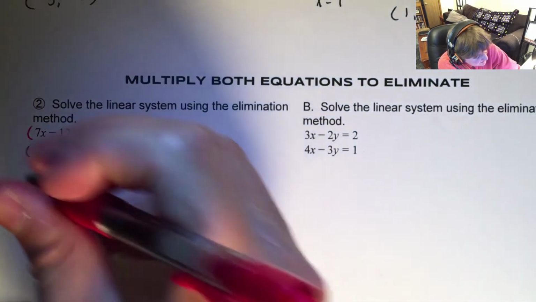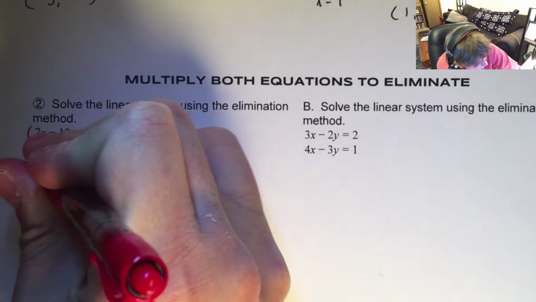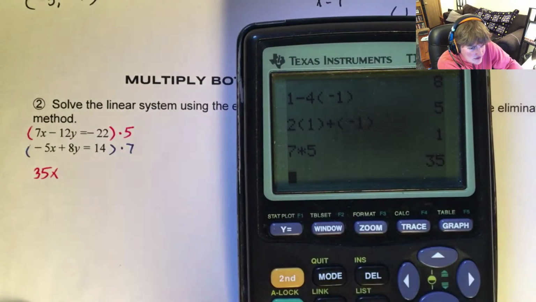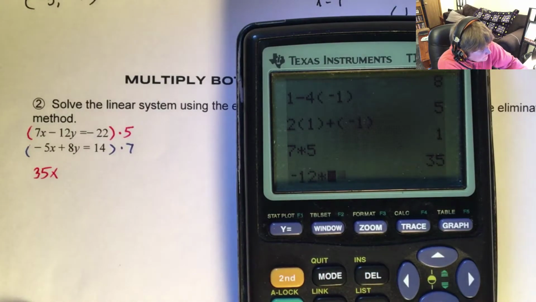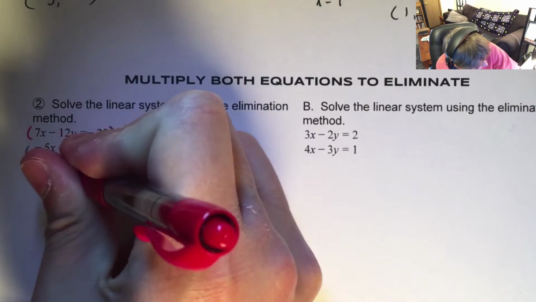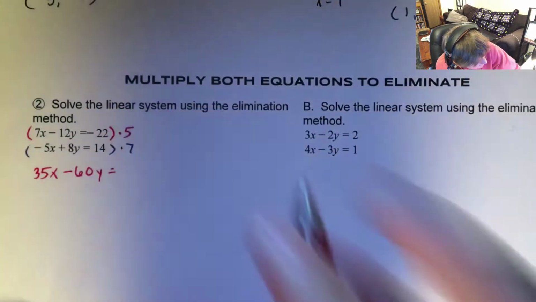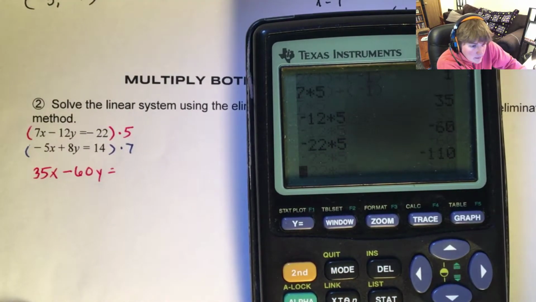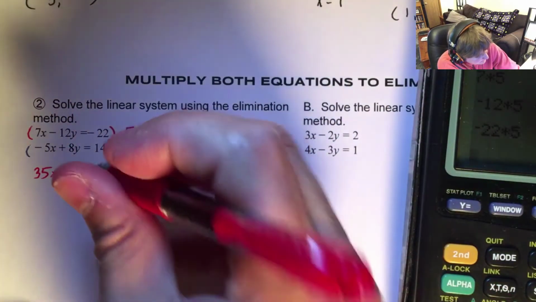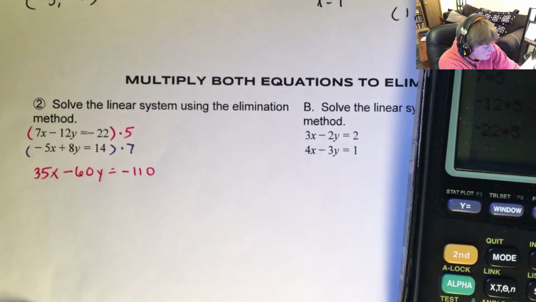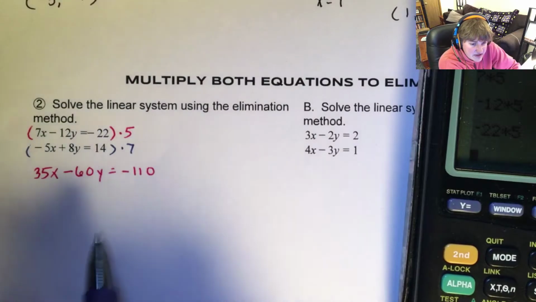So 5 times 7x is 35x. 5 times -12, I believe is -60, but I want to double check. It is. And then -22 times 5, and that's -110. Okay, so as you can see, the numbers are going to be a little bit bigger, but ultimately the process is going to be the same.